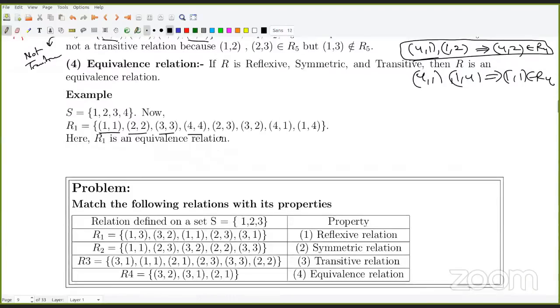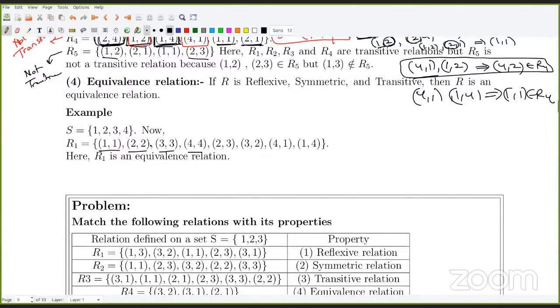Okay. Thank you. So you see, these 4 identity elements are present in my relation R1. So this is reflexive.